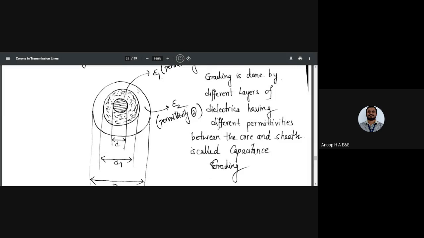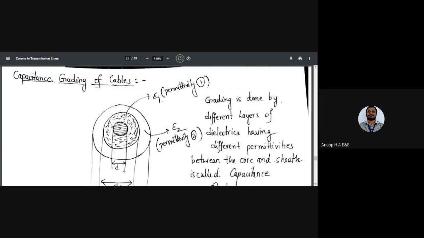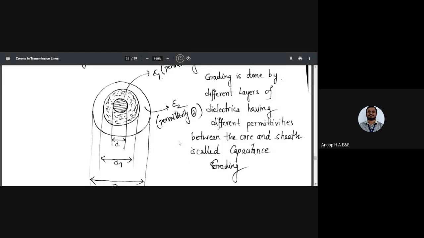What I mean by this is that you introduce concentric circles, which is nothing but another sheathing. The gaps have different permittivities. Always remember that the gaps here have different permittivity. What I have shown here is epsilon 1, which is permittivity 1, and epsilon 2, which is permittivity 2. You have different diameters, and the grading is done by different layers of dielectrics having different permittivities between the core and the sheath. That's the reason why it is called capacitance grading.